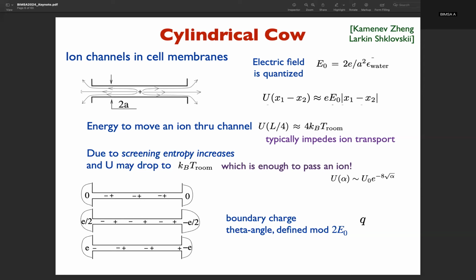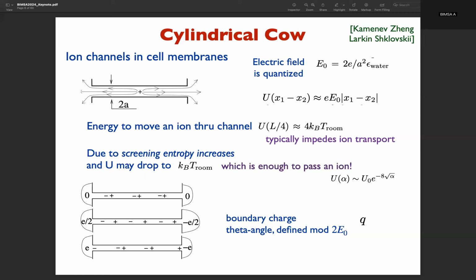Yeah, we'll see you later in the talk, but if you screen it properly, then the energy level, the barrier, drops by a factor of 4. So it's about Boltzmann constant times room temperature, and that's enough to pass the ion. So what I want to tell you about is to describe the statistical mechanics of this one-dimensional Bohm system and see how it connects to other things that we know.